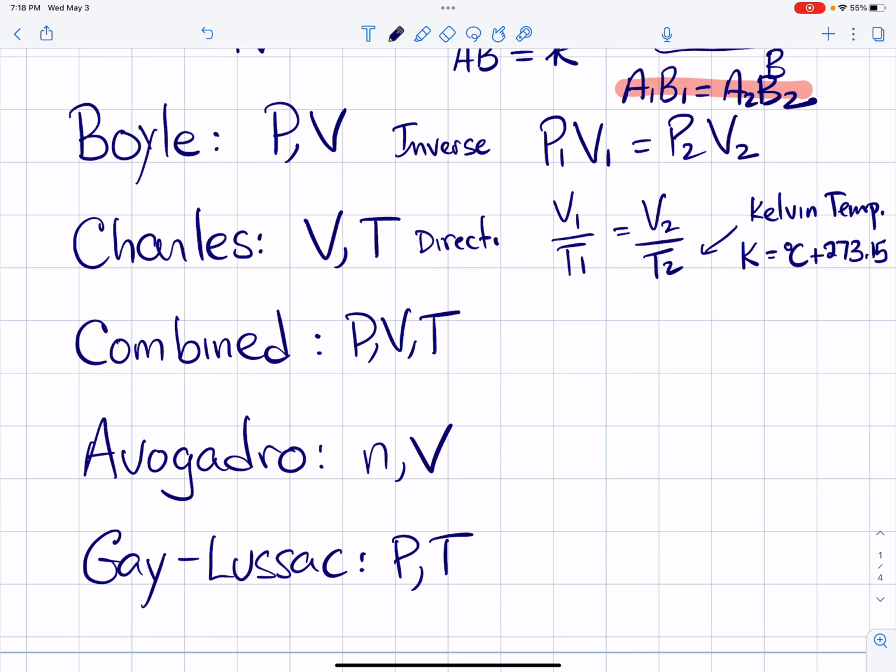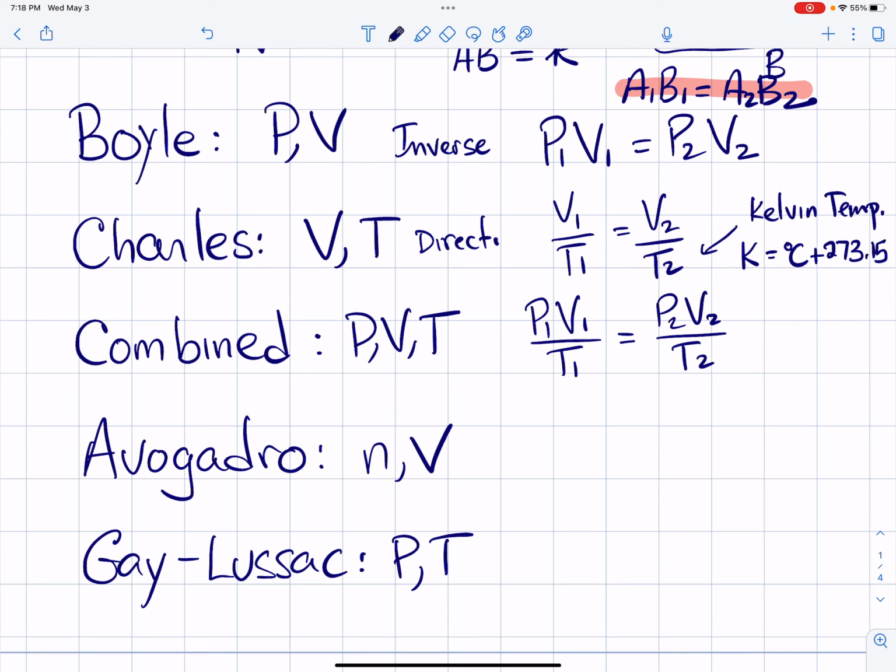If all three of those are changing, that's usually called the combined gas law. It doesn't really fall into either of our categories because it involves more than two variables. If we take Boyle's law and Charles's law and put them together, we get this equation: P1 times V1 over T1 equals P2 times V2 over T2. So there is the combined gas law. You use it when all three of the variables are changing, but the moles are held constant.